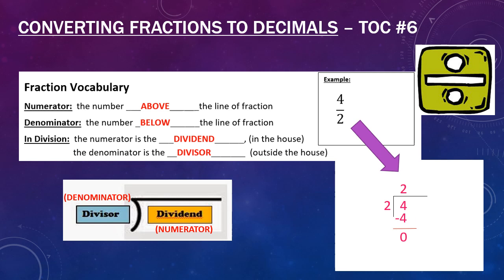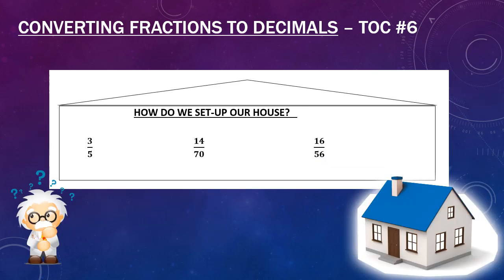And for all of these problems, we have to either get to a point where when we subtract we get 0, or a repeating decimal. So we're not going to stop until we get a problem either that repeats or goes to the thousandths digit. All right, how do we set up our house? Let's do some practice problems.